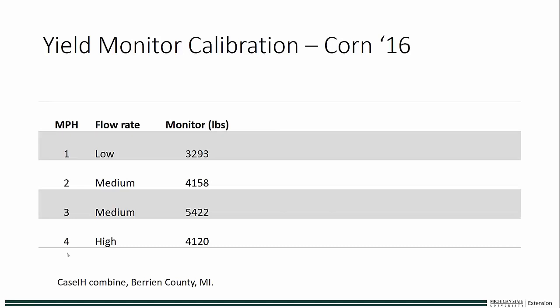We did the 4 different speeds, 4 different miles per hour, 1, 2, 3, and 4, to represent the different flow rates. At 1 mile per hour, we ran the combine until the monitor said we had 3,293 pounds. At 2 miles an hour, we ran it until it said 4,158, and at 3 miles an hour, 5,422, and so on. Then we weighed it in a weigh wagon, and this is what was actually harvested in each of those passes.